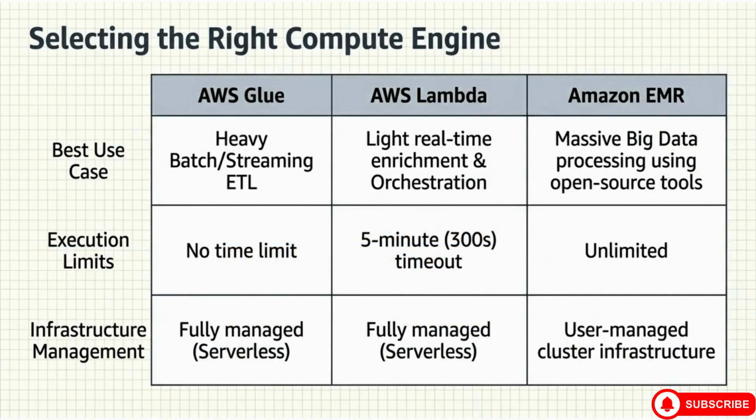Different AWS compute services solve different data engineering problems. AWS Glue is ideal for large-scale batch ETL workloads using Spark. AWS Lambda works best for lightweight, event-driven tasks and short real-time processing. Amazon EMR is designed for massive big data workloads requiring advanced open-source frameworks and custom cluster control. Choosing the correct compute engine depends on workload complexity, execution time, operational control, and scalability requirements.